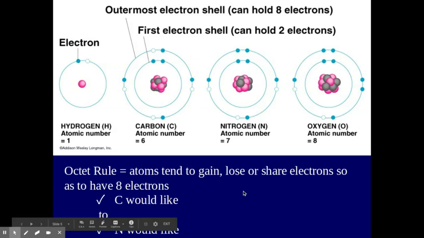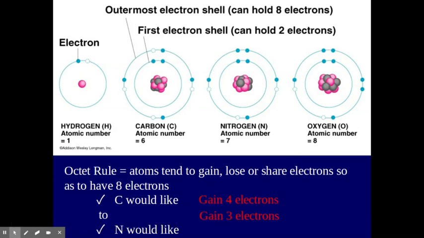That's what bonding is. They're either going to share, transfer, or do whatever they need to do to get those outer levels full, those valence levels full. So somebody like carbon might gain 4 electrons. Nitrogen, on the other hand, might gain 3 electrons.